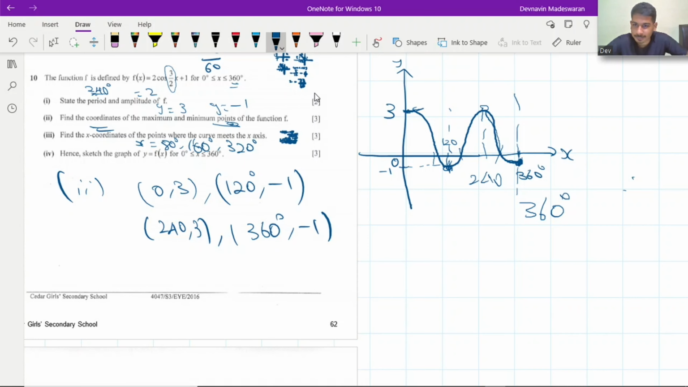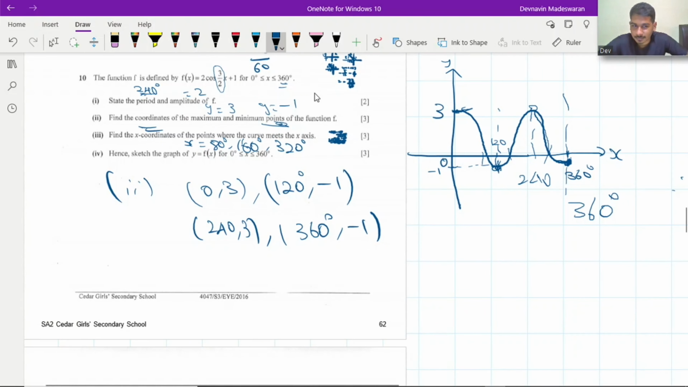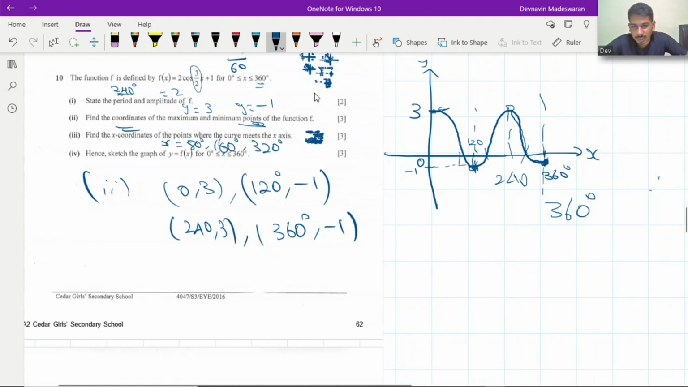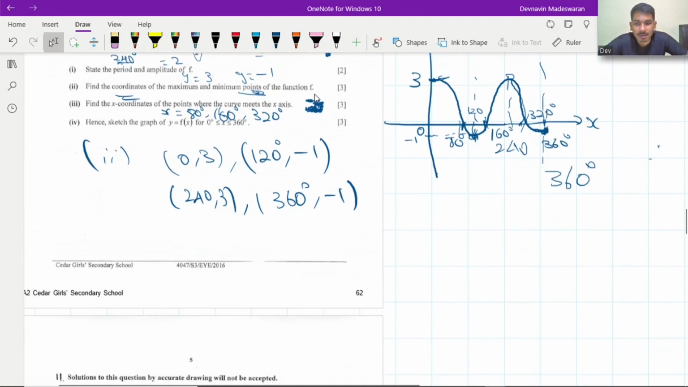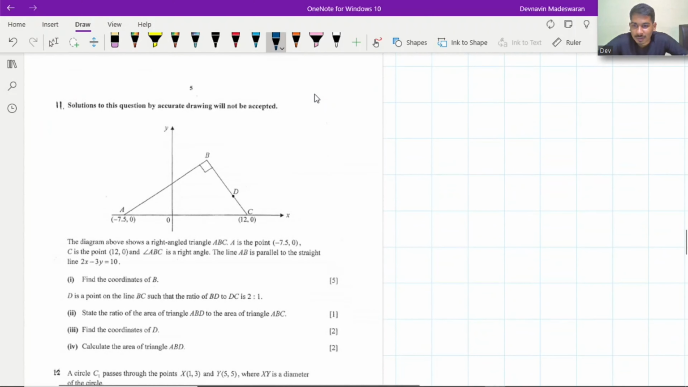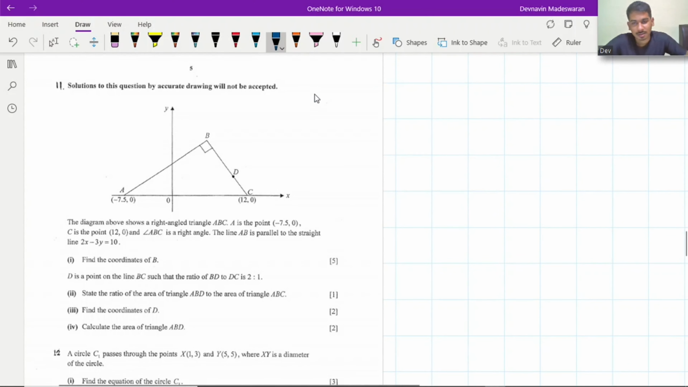And then what else is there? That's it, right? I need to show the X coordinates, which is going to be here and here and here, which is going to be 80 degrees. And then it's going to be 160 degrees. And then it's going to be 320 degrees. It's so messy, but I'm sorry. Okay, let's go. Okay, I like this kind of questions. Finally.